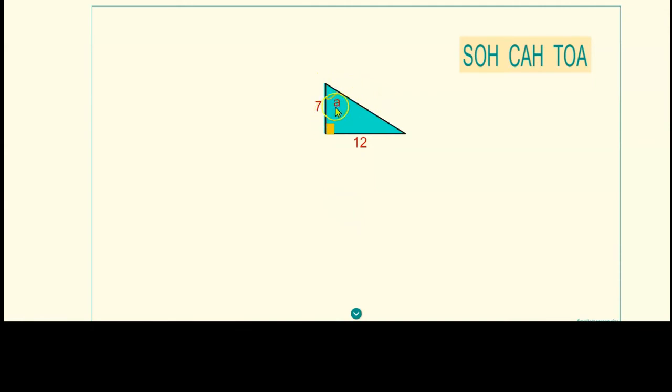Now let's label the sides of this triangle. 12 is the side facing A, so that's your opposite side, so that's O. Now 7 is the side next to A, so that's your adjacent side. Which of these functions has both the opposite and adjacent side? Opposite and adjacent, so it's tangent. So we're going to write that down. Tangent of angle A is equal to opposite side over adjacent side. The opposite side is 12 and the adjacent side is 7. So tangent A is equal to 12 over 7.